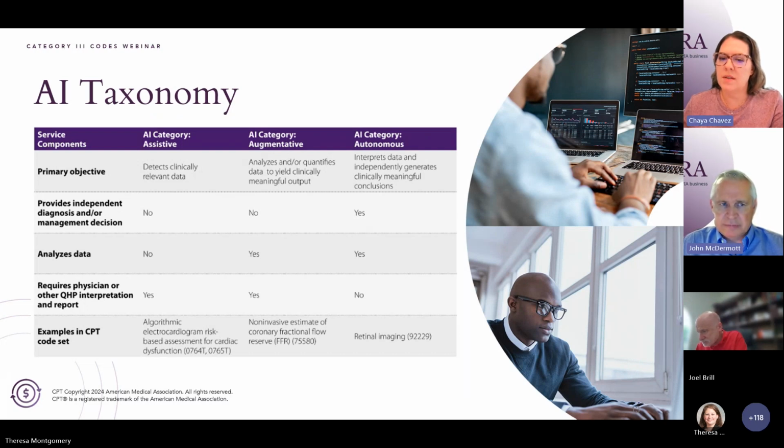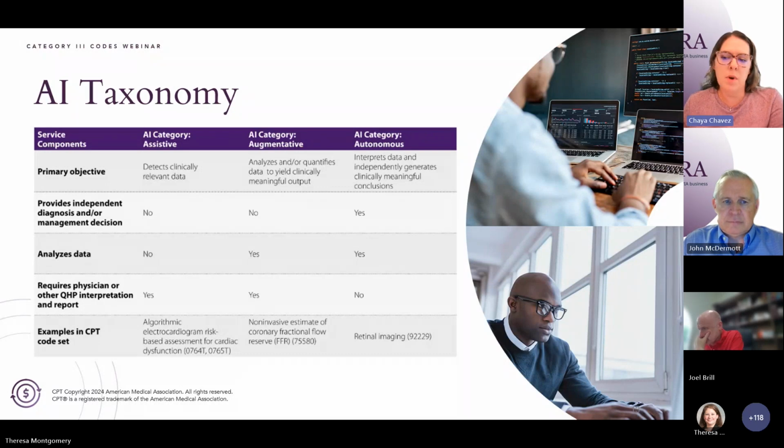Yeah, so essentially the AMA was outlining 3 categories for AI technology, so artificial intelligence. And we've been seeing a lot more codes, especially Category 3 codes, coming to the CPT meetings as of recently. And so, the AMA needed some language to be able to distinguish how these AI codes or technology is utilized. So essentially, there are 3 categories: assistive, augmentative, and autonomous.